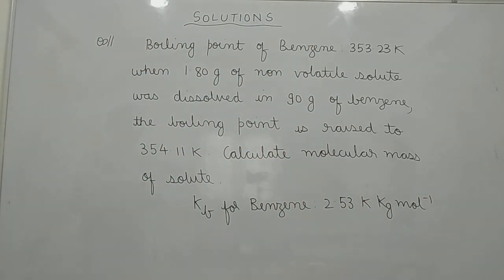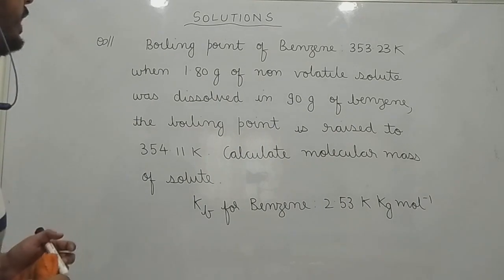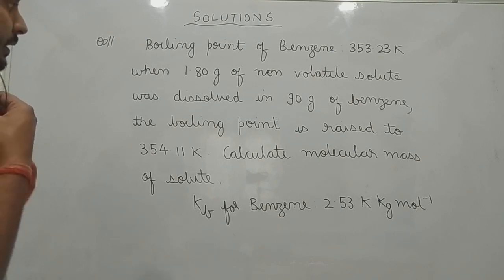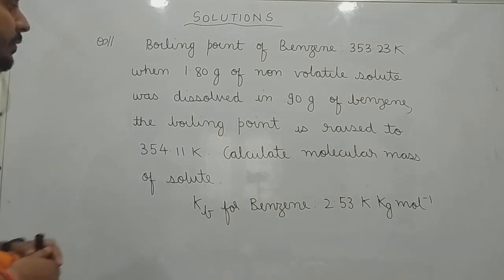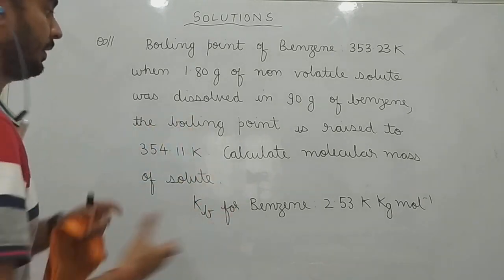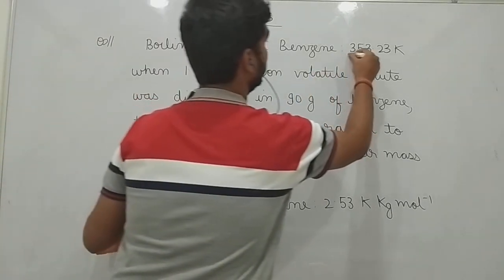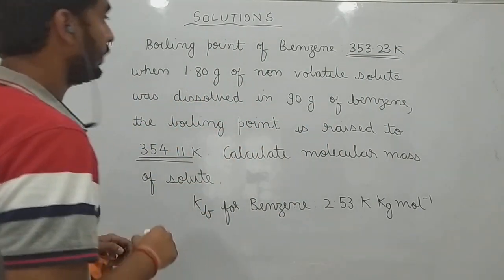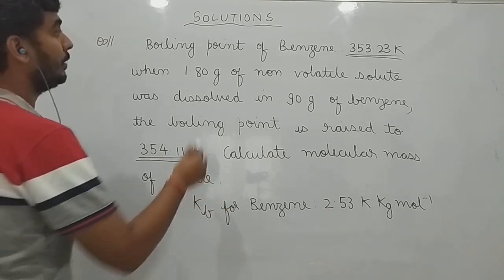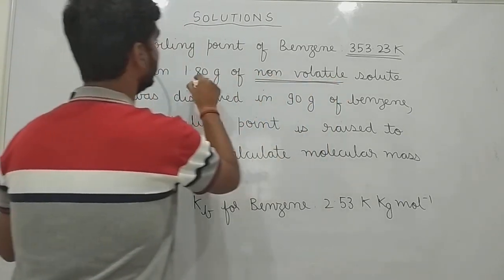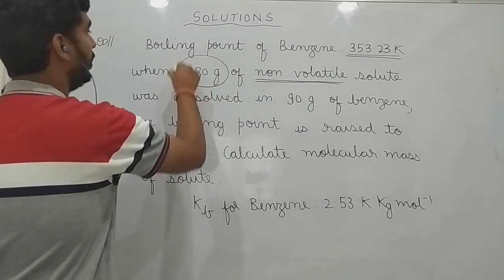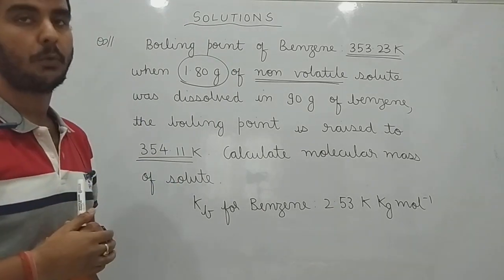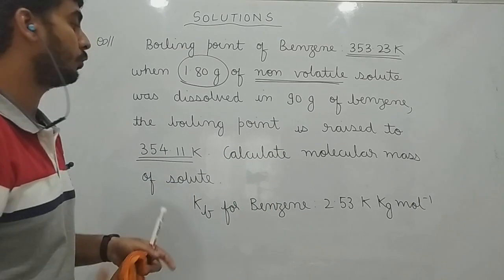Now kindly see the question. Boiling point of benzene is 353.23 Kelvin. When 1.80 gram of non-volatile solute was dissolved in 90 gram of benzene, then the boiling point is raised to 354, means the boiling point of solution becomes higher. Initially it was 353, and after dissolving it increased a little bit. Then you have to calculate the molecular mass of this non-volatile solute. We have been given the mass of solute dissolved in 90 gram of benzene, but you don't know the molecular mass, so you have to calculate it.